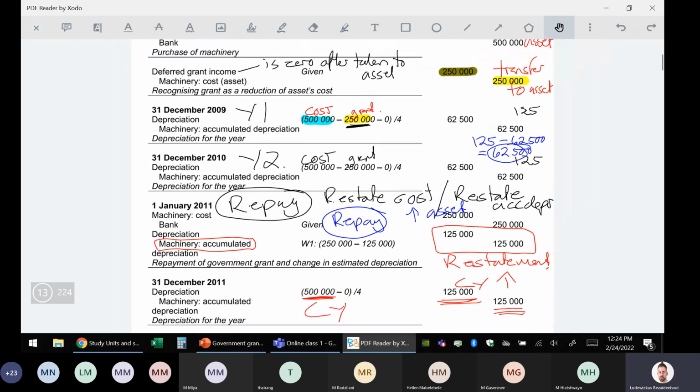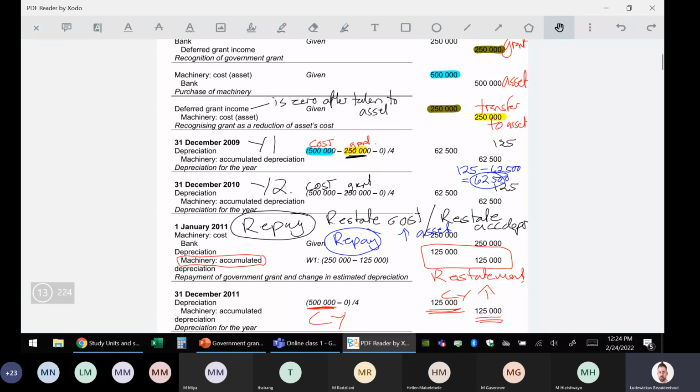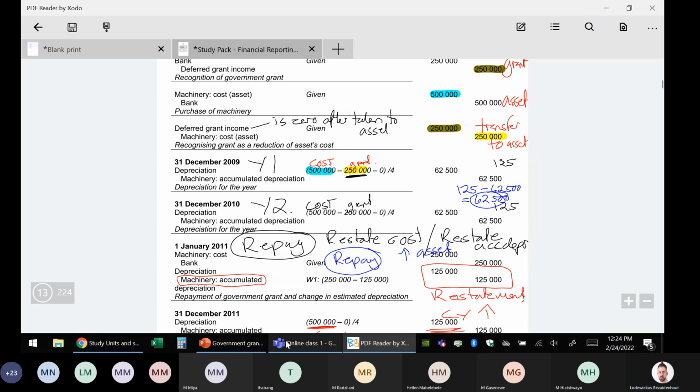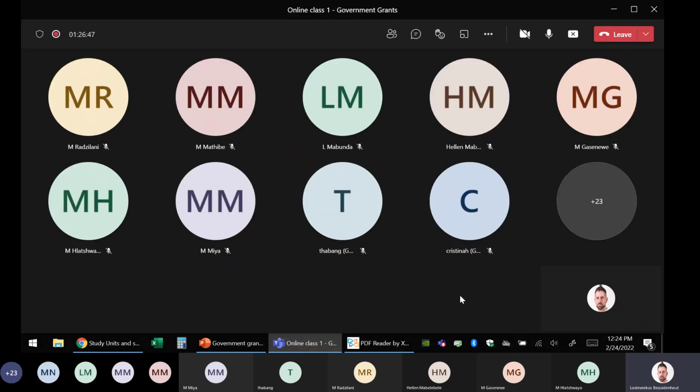All right, I know this was quite a mouthful, but please have a look at this example to see that you are in line with everything that you should know for this. All right, are there any questions?